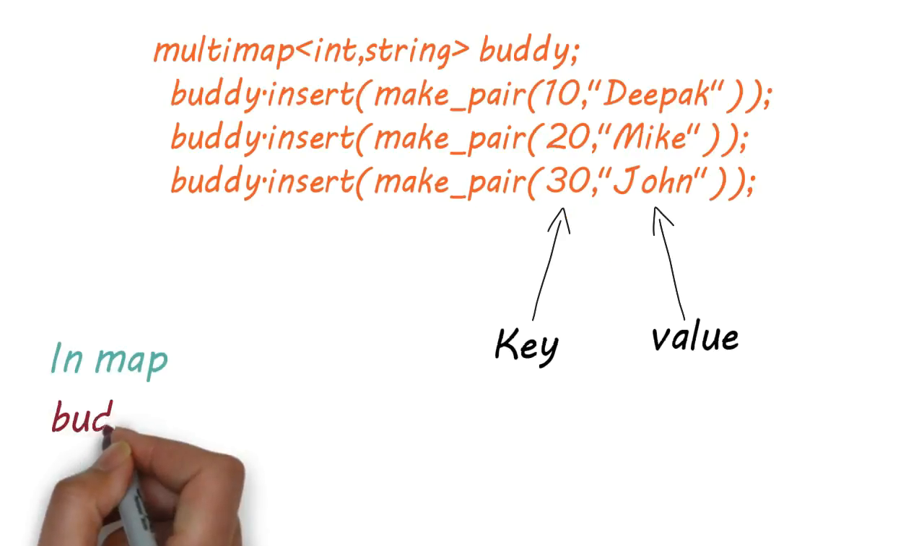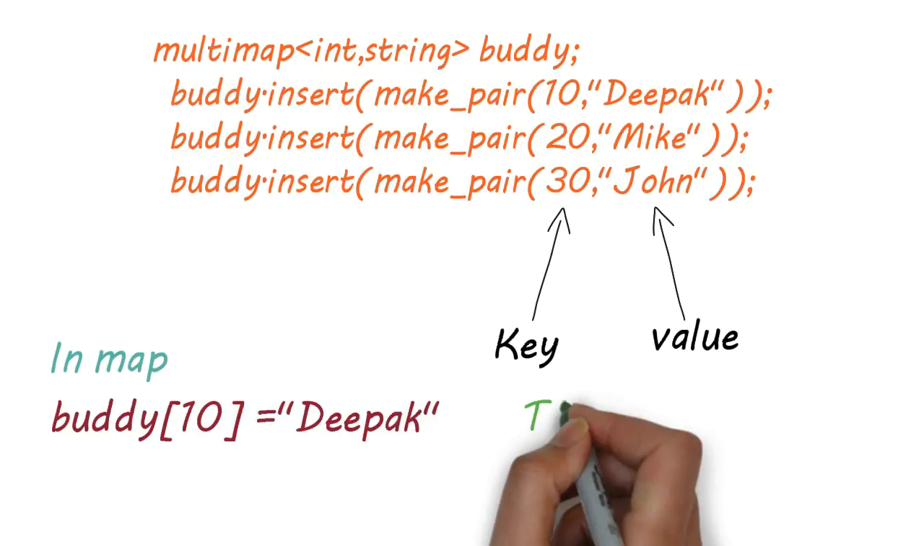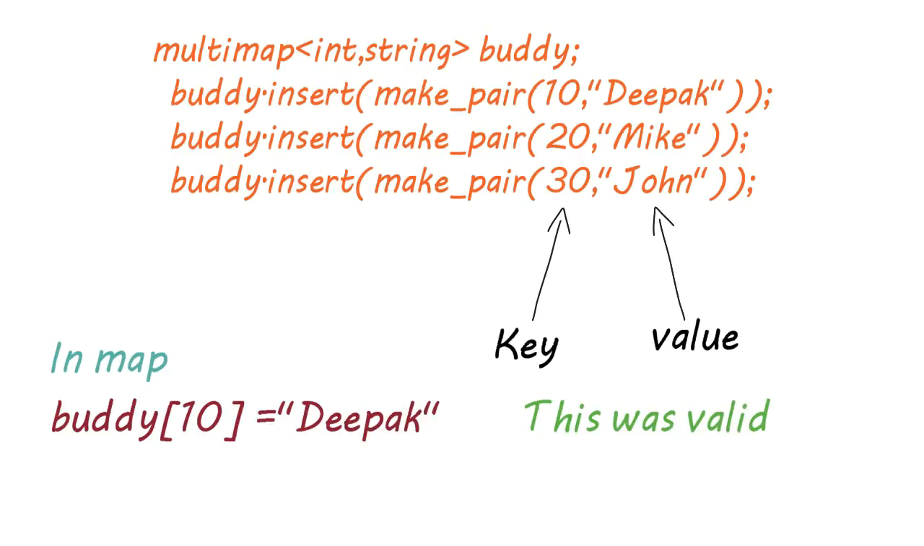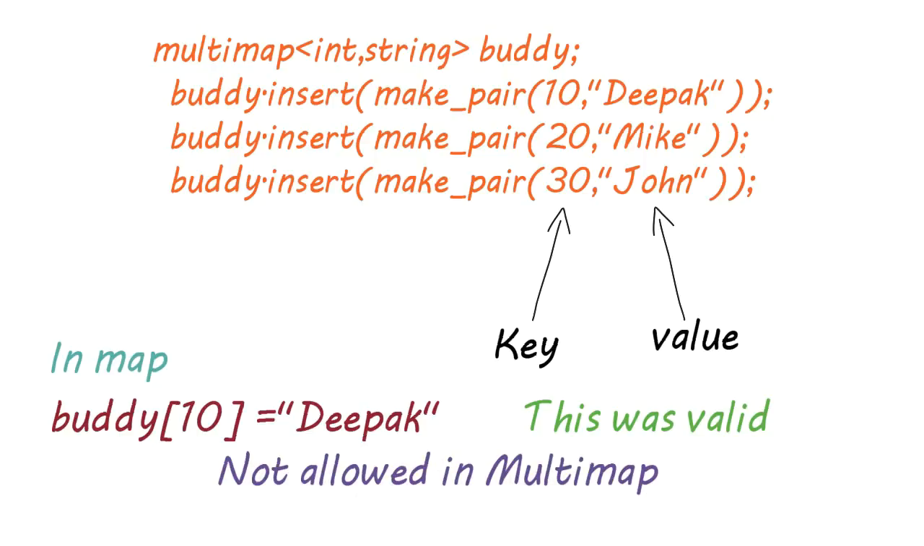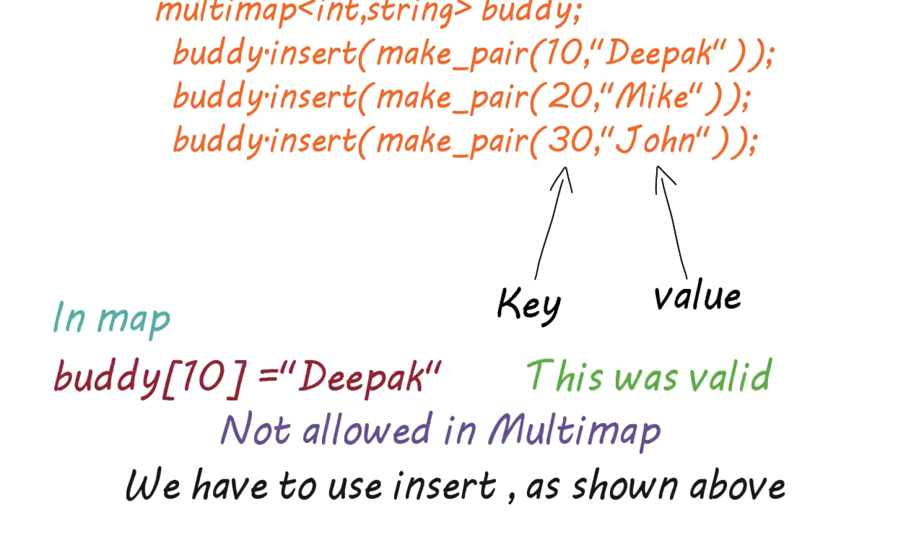In map, the array style of adding data is value, that is buddy, then key inside square brackets. But this way is not allowed in multi-map. We have to use insert function and inside it make pair.